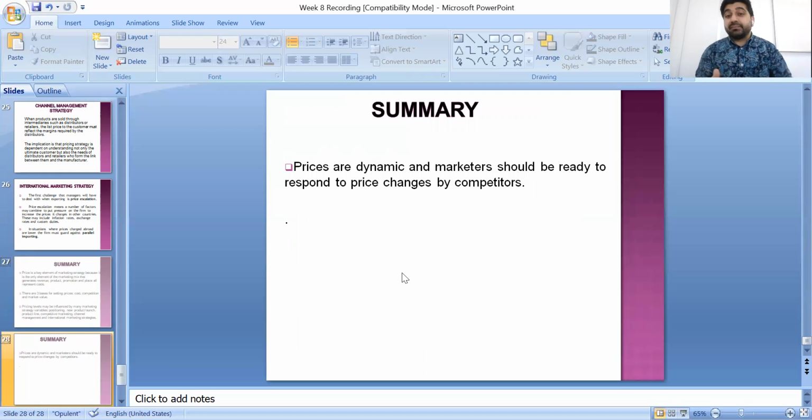Prices are dynamic and marketers should be ready to respond to price changes by competitors.